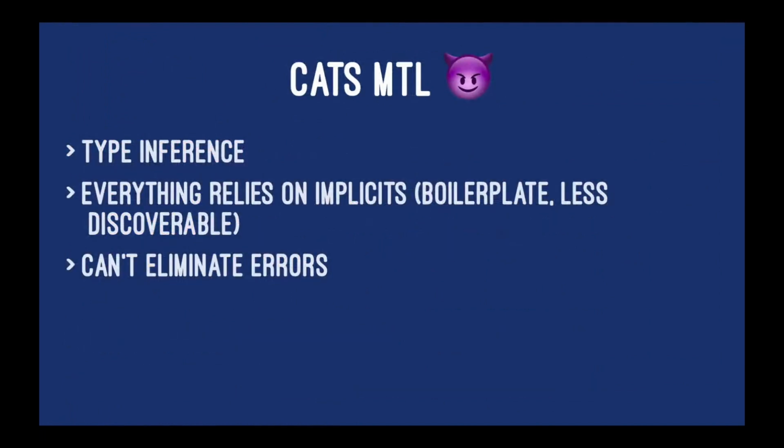However, in practice, the type inference is really not great. We often get cryptic errors and we have to manually enter type parameters. Everything relies on implicits, so there is some boilerplate involved, and methods are less discoverable because you need the proper import in order to see them. And it's also not convenient to deal with errors because MonadError is invariant in its error type. So you can't easily eliminate or change the error type. So I guess you know what my next slide is going to be.